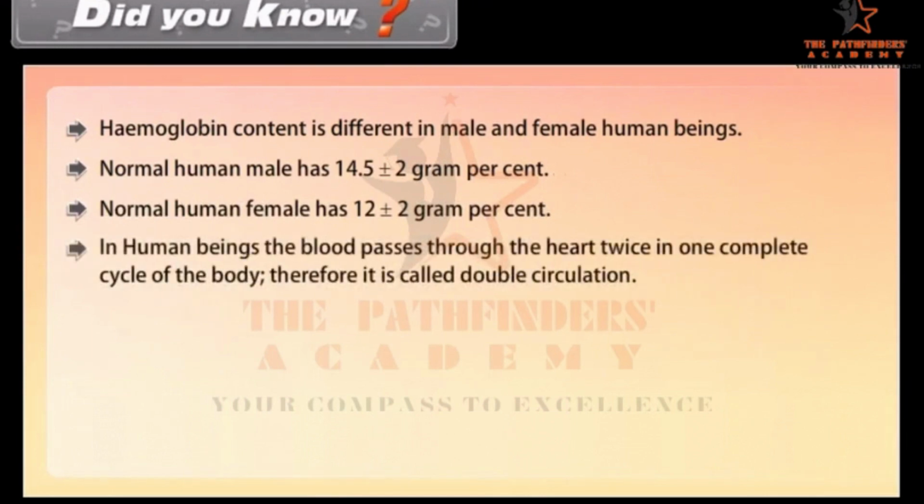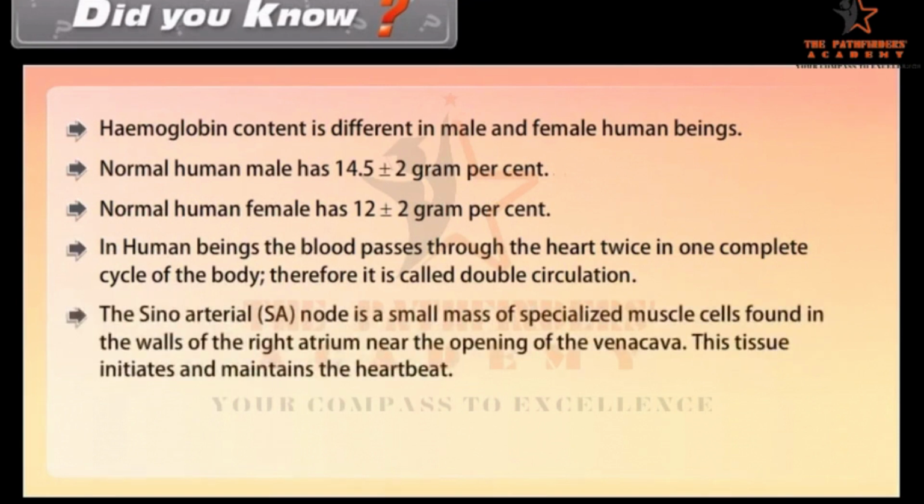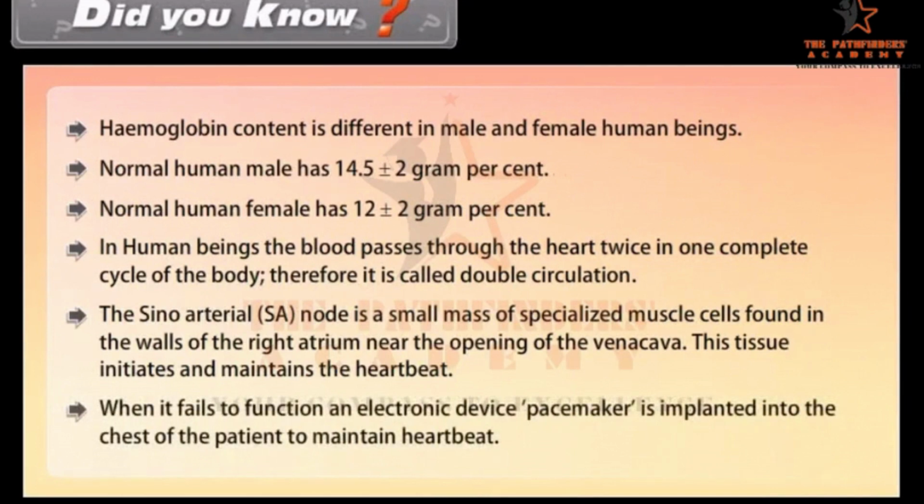In human beings, the blood passes through the heart twice in one complete cycle of the body. Therefore, it is called double circulation. The sinoatrial (SA) node is a small mass of specialized muscle cells found in the walls of the right atrium near the opening of the vena cava. This tissue initiates and maintains the heartbeat. When it fails to function, an electronic device called a pacemaker is implanted into the chest of the patient to maintain heartbeat.